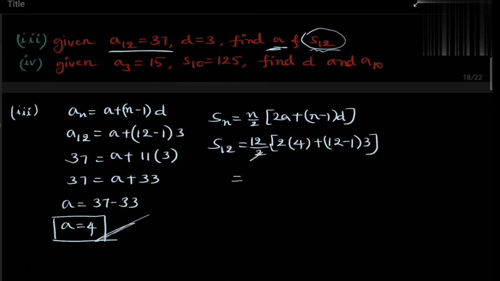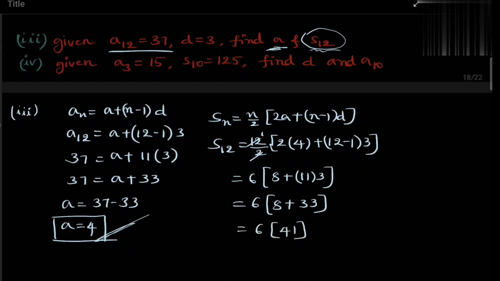So d is 3 here. So 12 by 2 is 6, it remains 6. 2 fours are 8 here. So 12 minus 1 is 11, into 3. So 6 as it is, and 8 plus 11 threes, which are 33. So 6 into (8 plus 33), that means 41. So 6 into 41 will become 246. So the sum of 12 terms of this AP is 246.